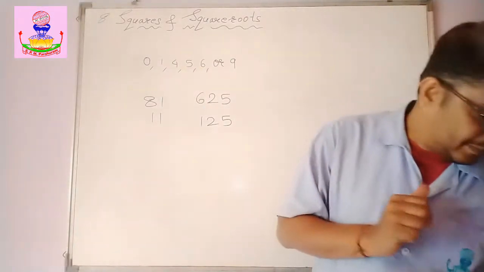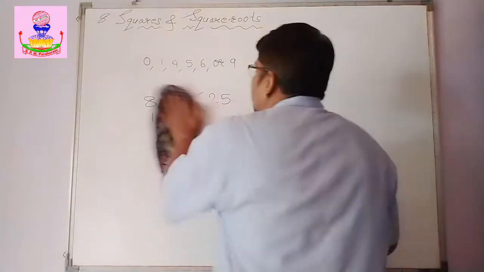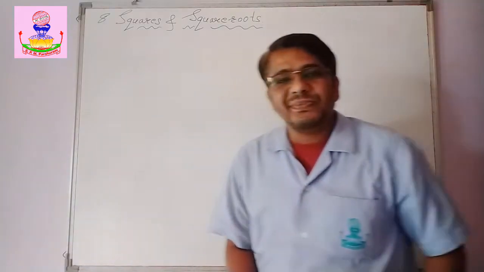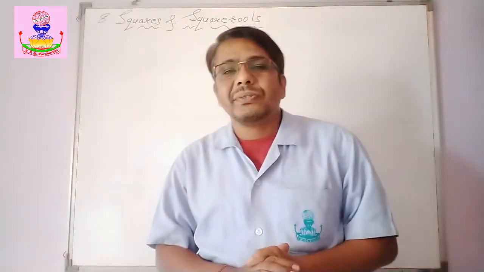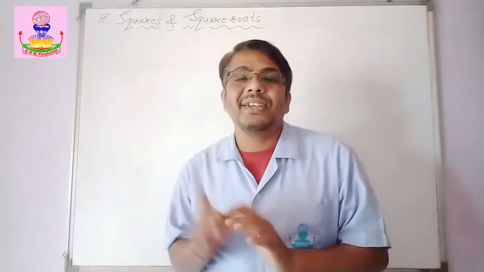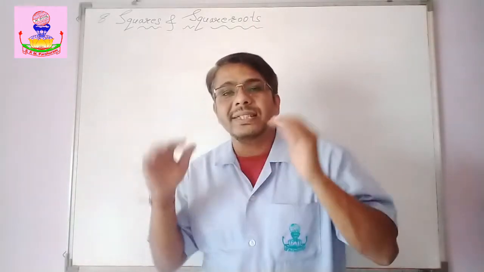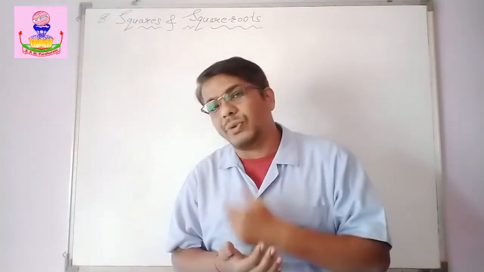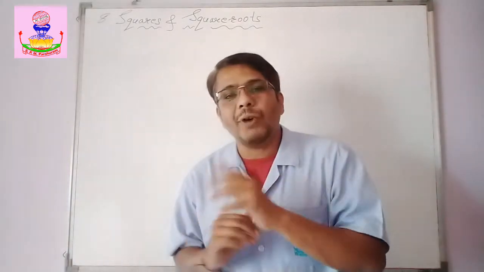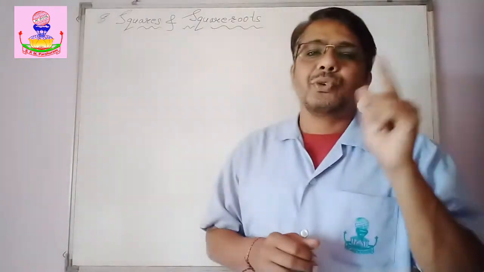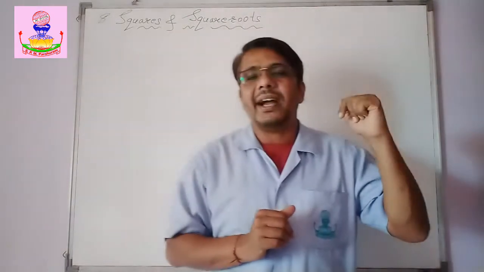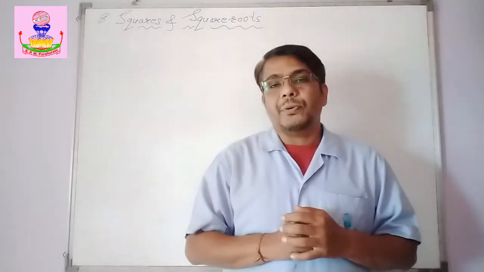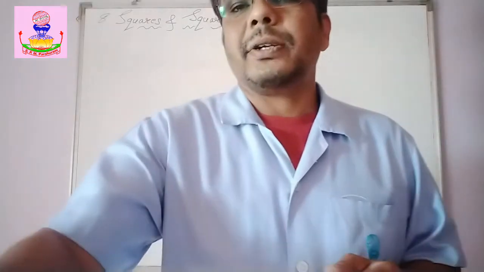Okay. Now, next thing. Vulgar fraction. The square of a vulgar fraction is equivalent to the square of the numerator upon the square of the denominator. And how to find the square root of it? Square root of a vulgar fraction is equivalent to the square root of the numerator upon the square root of the denominator. Okay, now let us move to the next part.